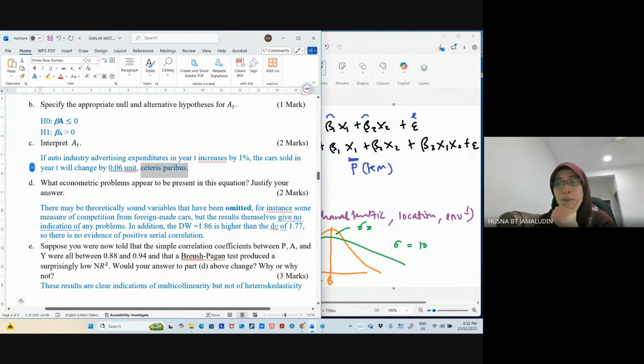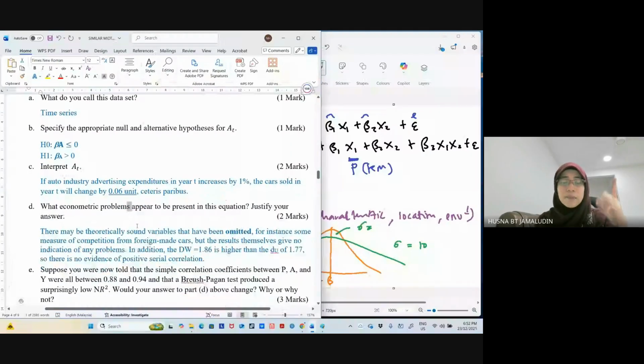Next, what econometric problem appears to be present in this...? I was reading when. By looking at the time, it's almost 7. That's why I was reading when. Okay. So just let me know when you want to stop the discussion. I will just continue. Okay. What econometric problem appears to be present in this equation? Justify your answer. 2. So if you see the mark is 2, you need at least 2 problems. You can say problems with the plural. Okay, but trust me, many just give me 1. Okay.